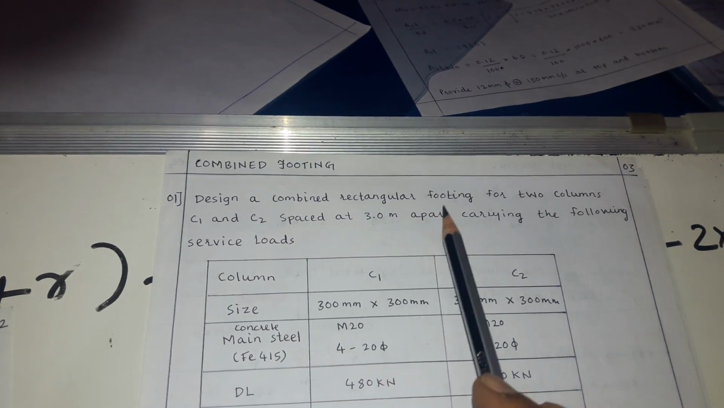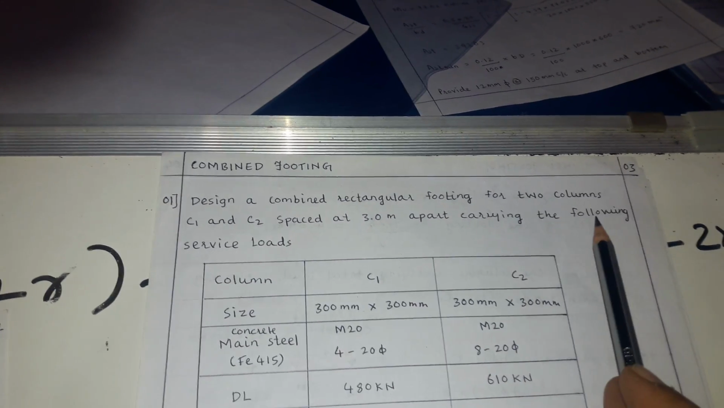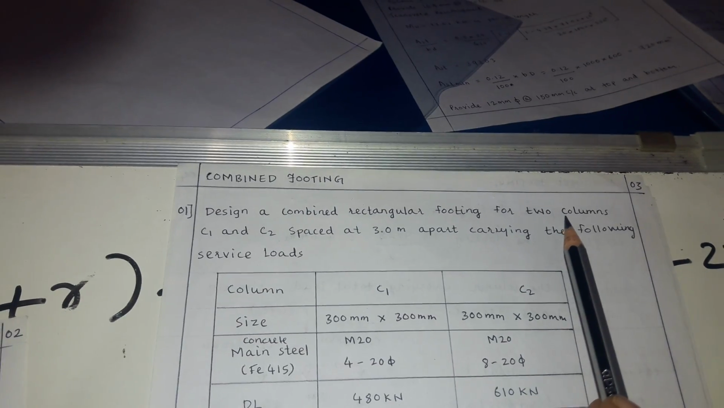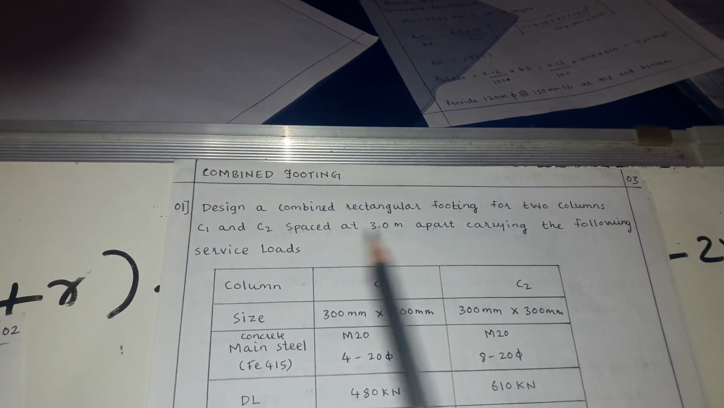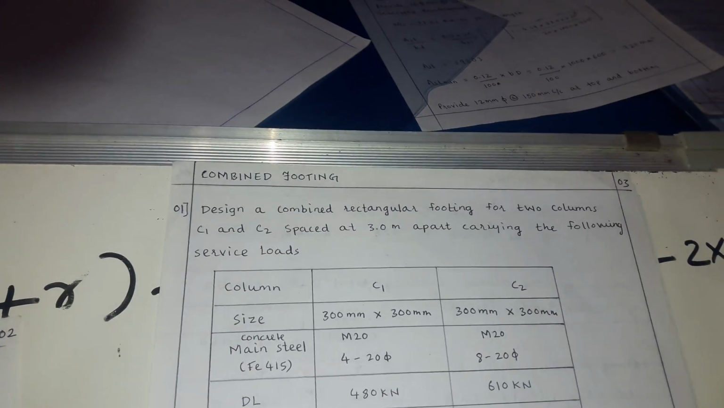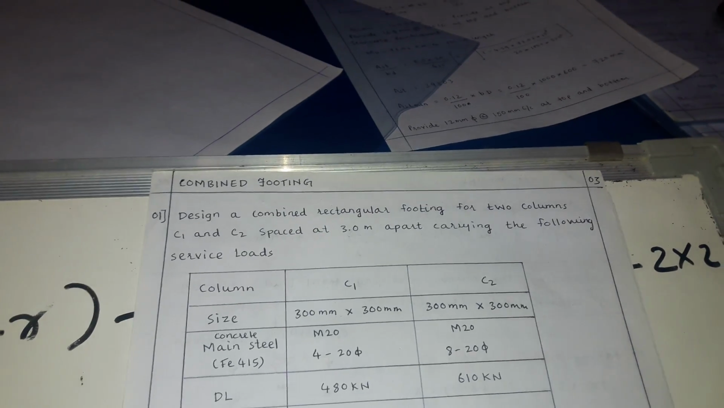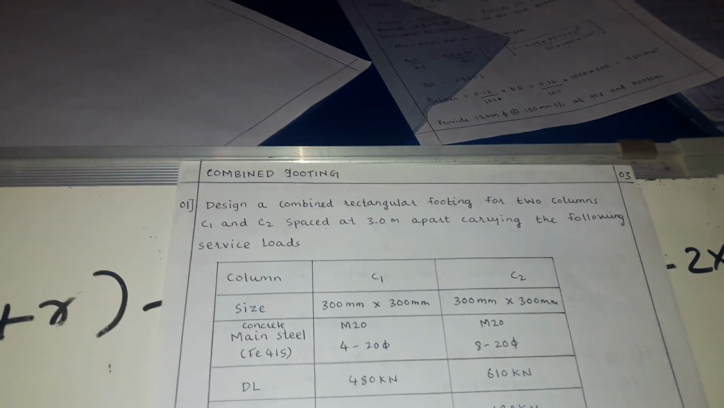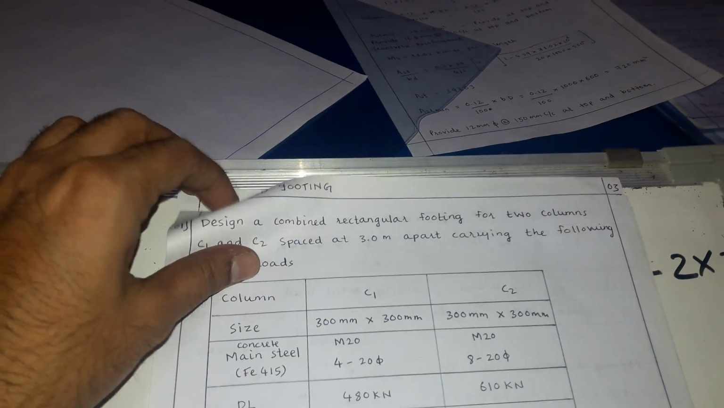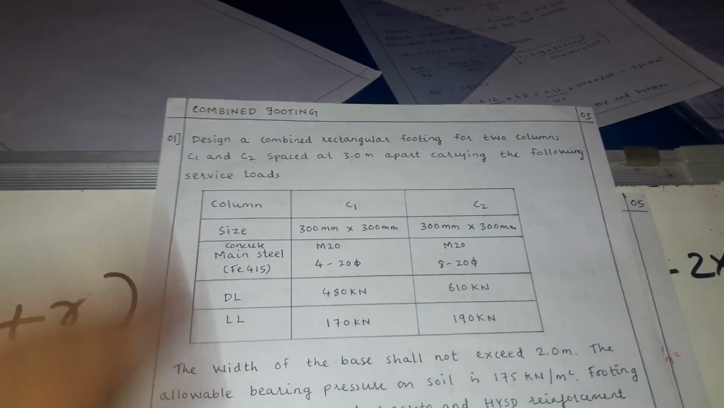Design a combined rectangular footing for two columns. The combined footing is for two columns, C1 and C2, spaced at 3 meter apart, carrying the following service load. So the center to center distance between the columns is 3 meter, and the service load is given as follows.